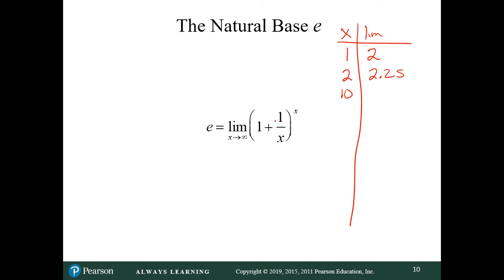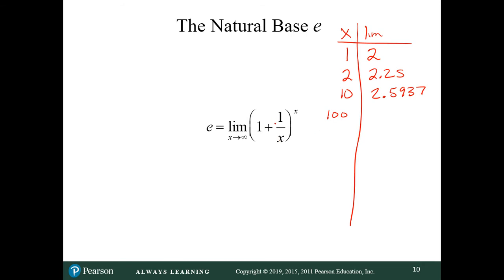If I put in a 10, I'm going to jump up to 10 really quick. 1 plus 1 tenth is 1 plus 0.1, because 1 tenth is 0.1. So it's 1.1 to the 10th power. What's 1.1 to the 10th power? Give me 4 decimal places. 2.5937, right?